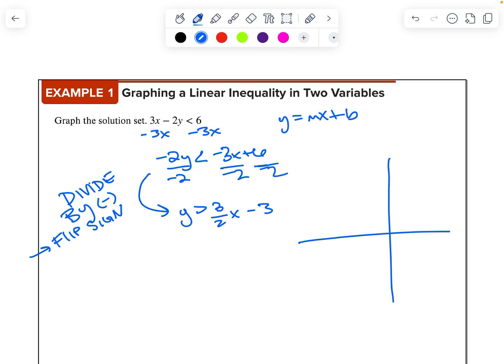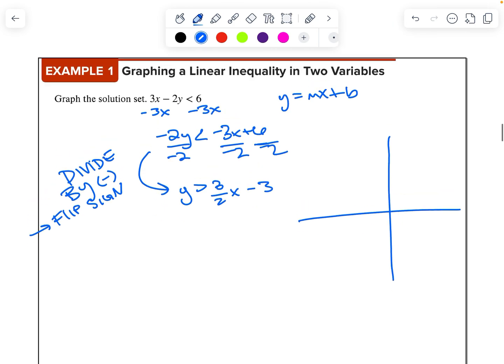Let's see what happens if we graph this. Y is greater than positive 3 over 2x minus 3. So this is your m, that's your b. We're going to start at the b, negative 3. Then from there, we're going to go up 3 over 2. That's our slope. If you need help graphing lines, there's a section in Unit 2, I believe. I'll have to go back and find exactly what section that is, and I'll put it in the notes on Canvas. But there is a section where we were just graphing lines.